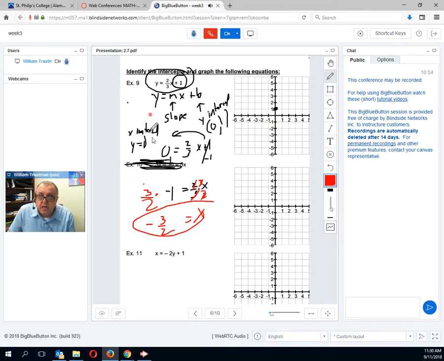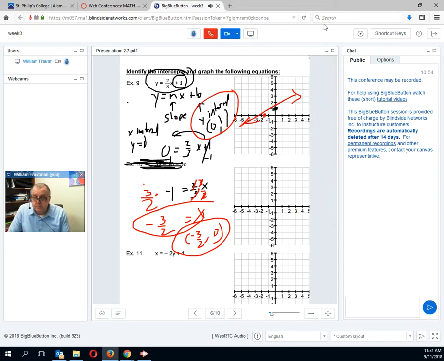So the x-intercept is negative 3 over 2, y is 0. Remember, for x-intercepts, y is always 0. For y-intercepts, x is always 0. So negative 3 over 2, that's negative 1.5. This is the x-intercept. And then if you connect those two dots, there's your line.